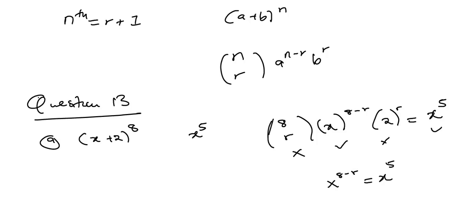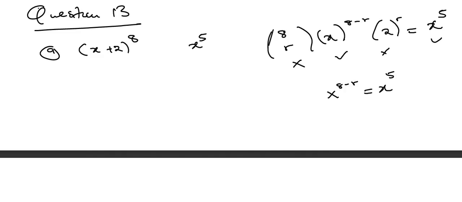So ignore anything that doesn't have x. So this is what we have. Then we equate the powers because the bases are the same. 8 minus r is equal to 5. When you solve here, 8 minus 5, r is equal to 3. So meaning r is equal to 3.